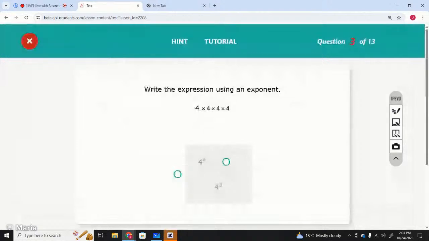Write the expression using an exponent: 4 times 4 times 4 times 4. It would be 4 exponent 4. 1, 2, 3, 4. So that would be 4 exponent 4. Option number 1 is the correct option.